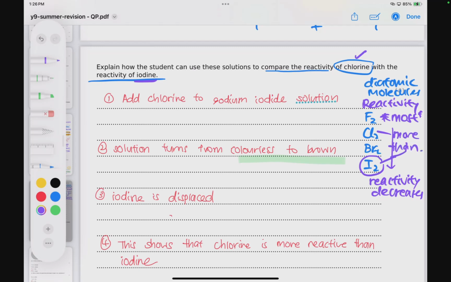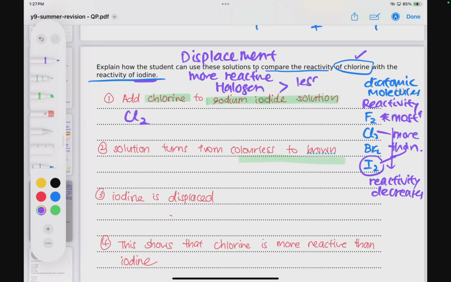So what do you want to do? So the first step that you want to do in order for you to compare reactivity is to add the chlorine into the sodium iodide solution. So that's step 1, put them together, and then ask yourself what would happen. Now if I were to write out a balanced equation for this displacement, this chemical reaction here is called displacement, where the more reactive halogen can displace the less reactive one, and in this case we know the more reactive one is chlorine because it's higher in the group. Okay, displacement also can be used for metals, but I'm not going to talk about that now.